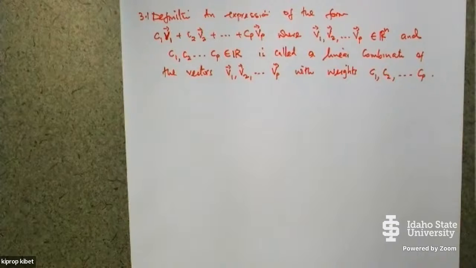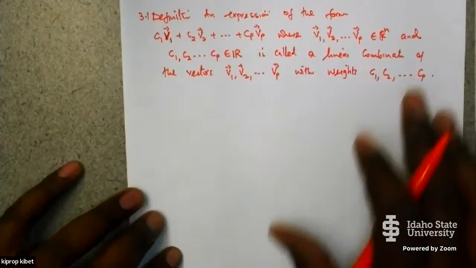So that is the definition of a linear combination. It is similar to the vector equation, but the other one was an equation and this one is an expression. So C1 V1 plus C2 V2, where the V's are vectors in Rn and the C's are the coefficients, which we call the weights. So it forms a linear combination.